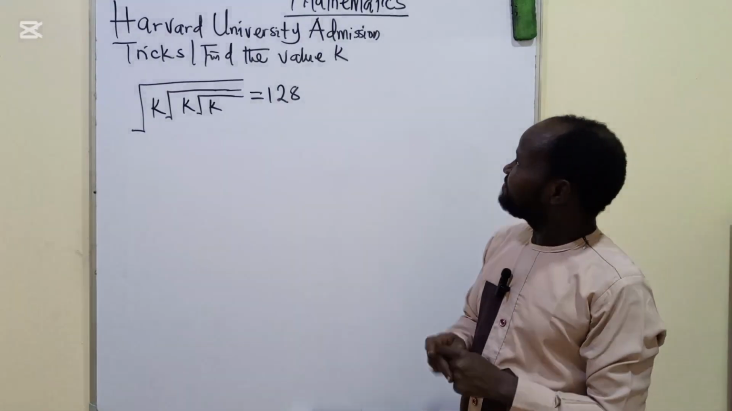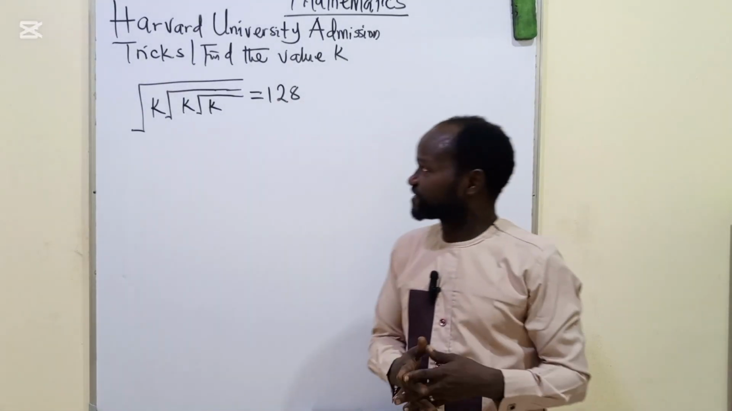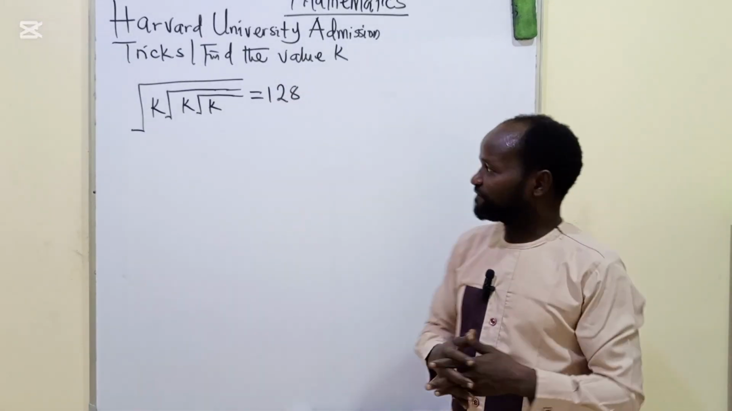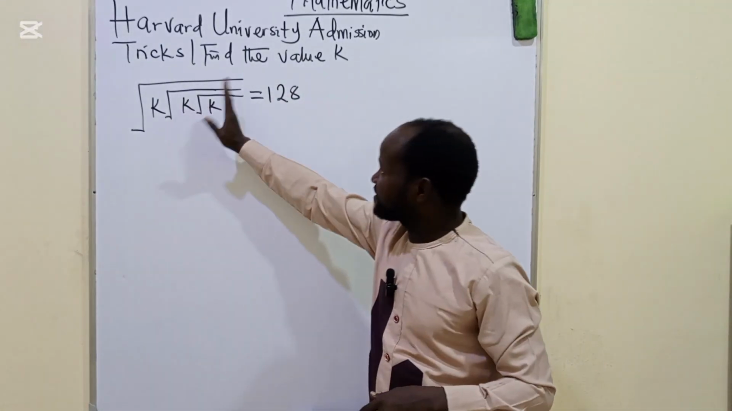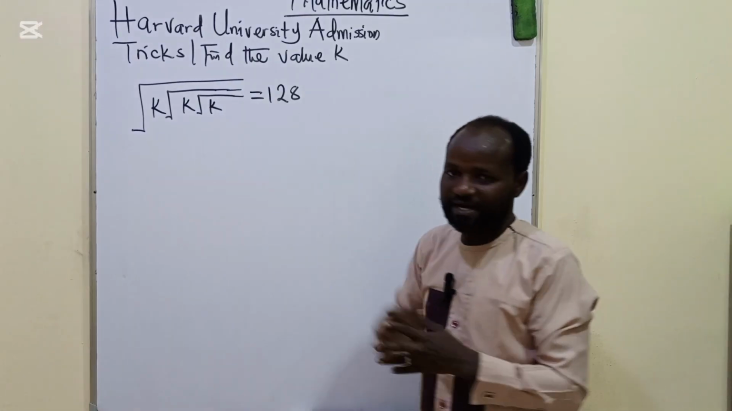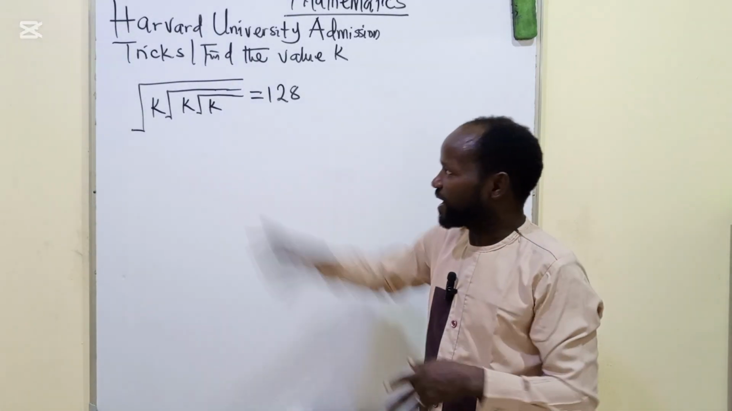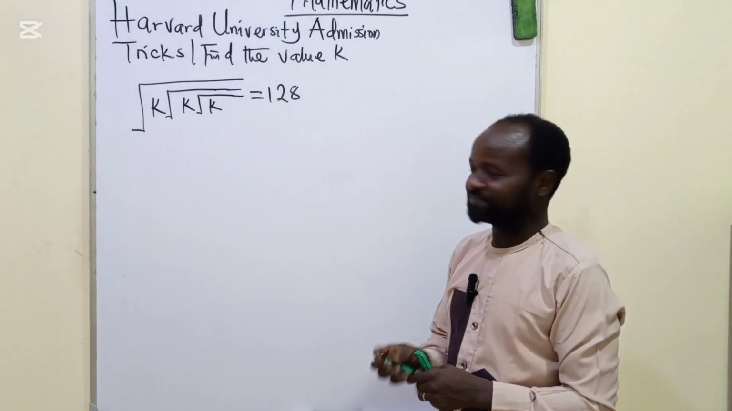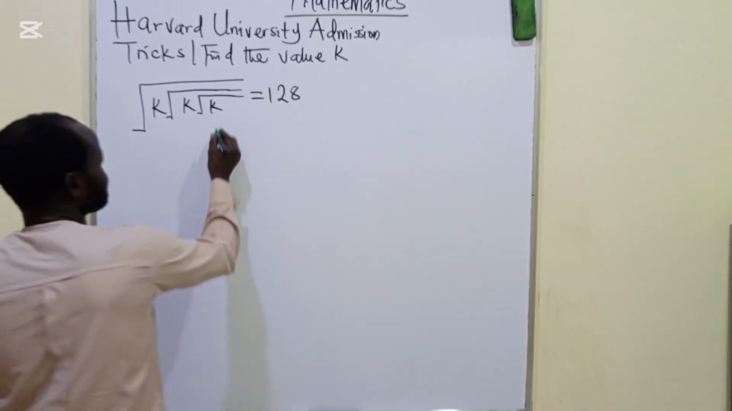We are looking at this Harvard University admission trick. We are asked to find the value of K. What will be the value of K that will satisfy both the left hand side and the right hand side? We are asked to solve for K. Let's look at how we can solve this together. Let's write out the solution.